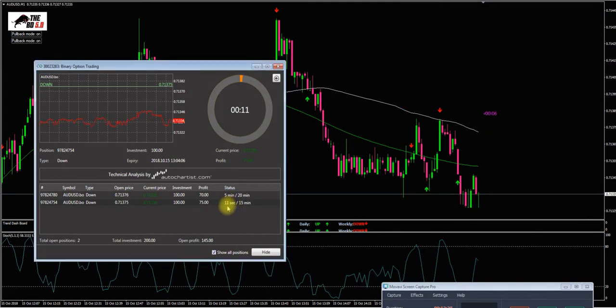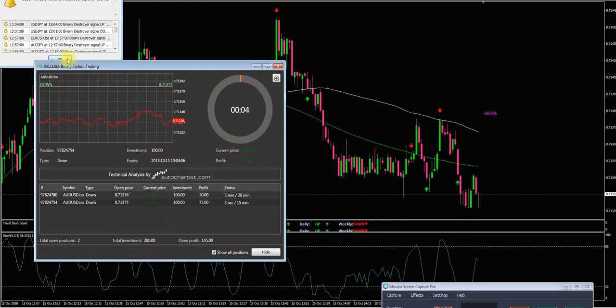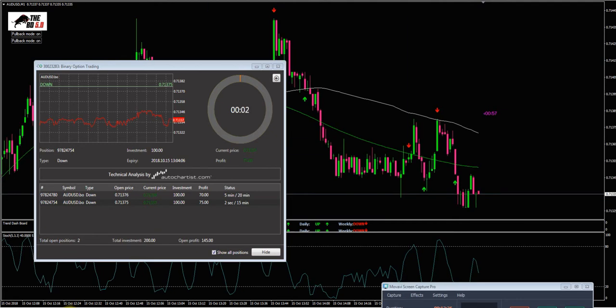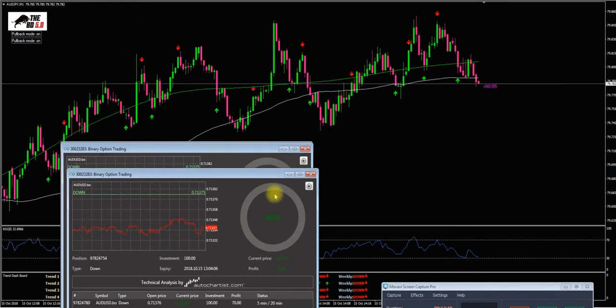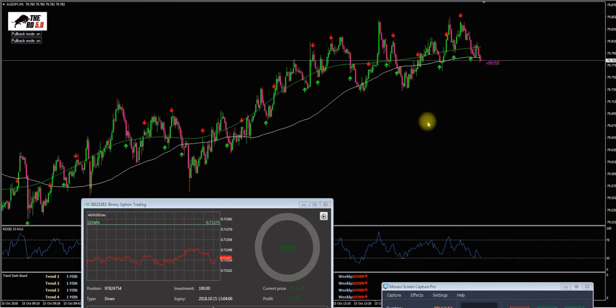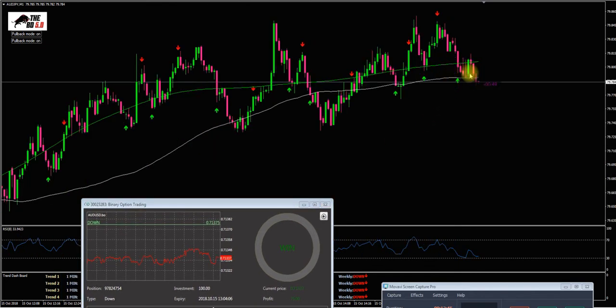Just wait for this to come in, and I quickly just want to show you something. 6, 5, 4, 3, 2, 1. So I was looking at this setup on AUD/JPY, and I quickly want to show you why you shouldn't take a trade like this.